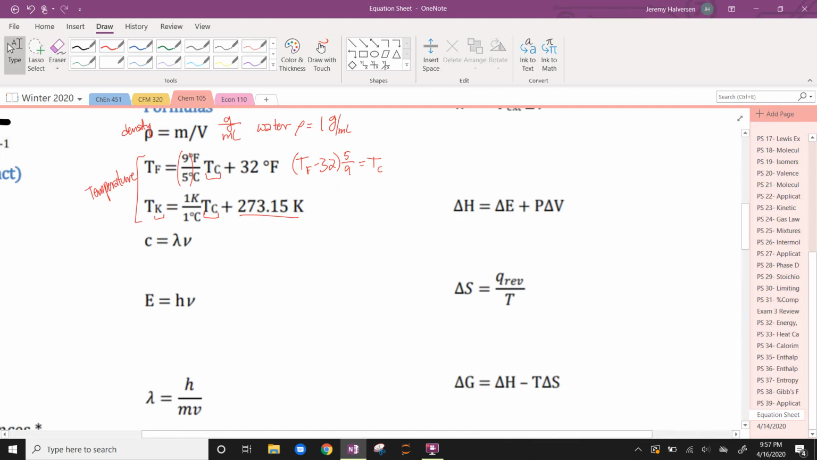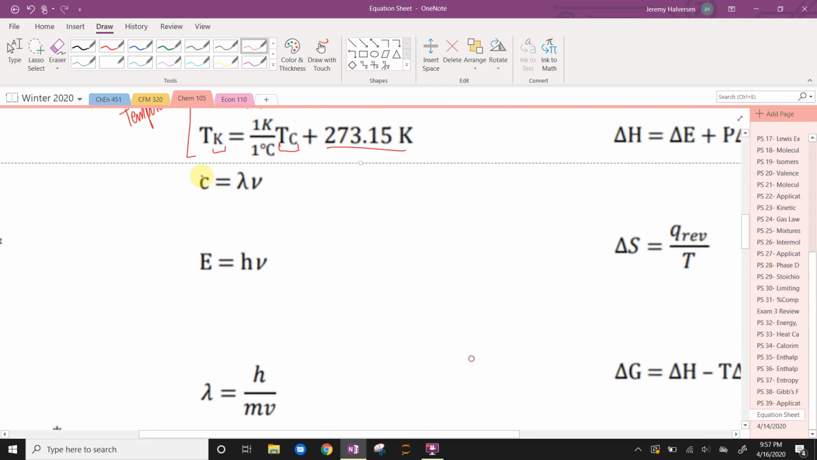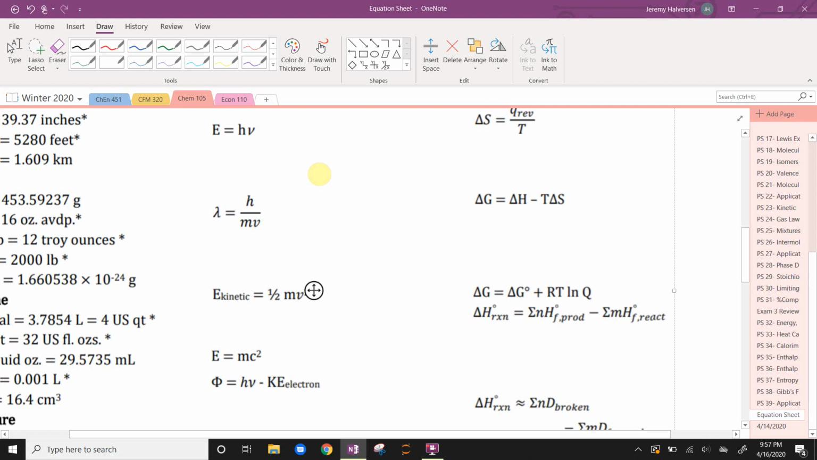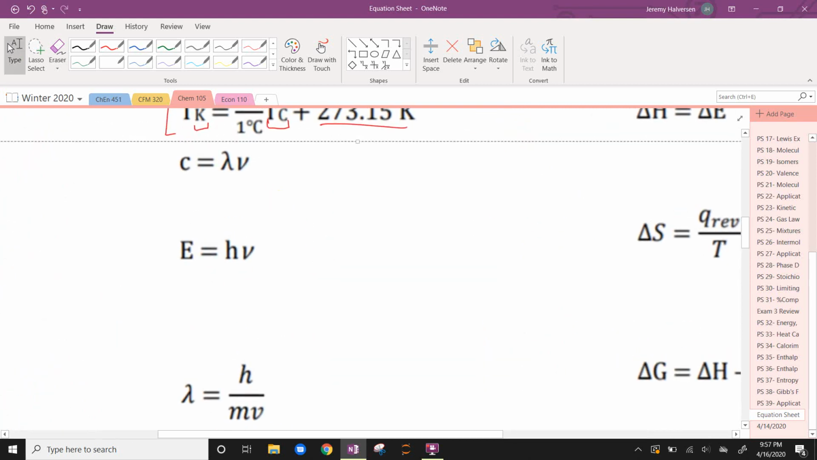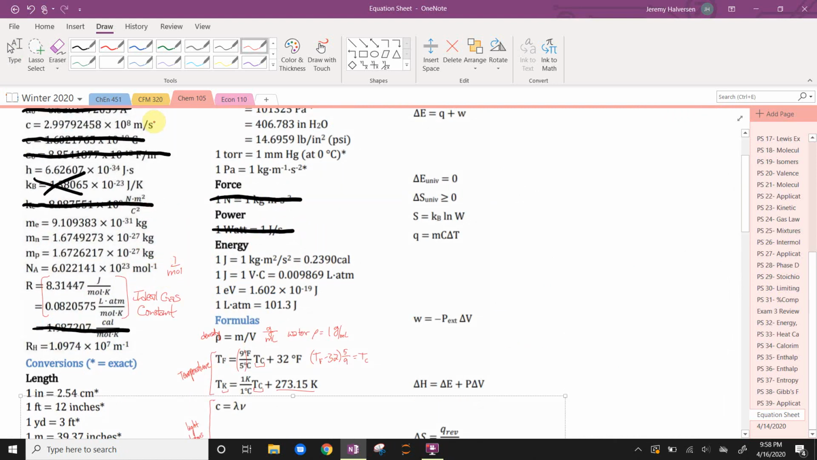All right, next we have our light equations. Here, this is for light, or for photons. This is the speed of light, which again is a constant given up here. There's your C value.